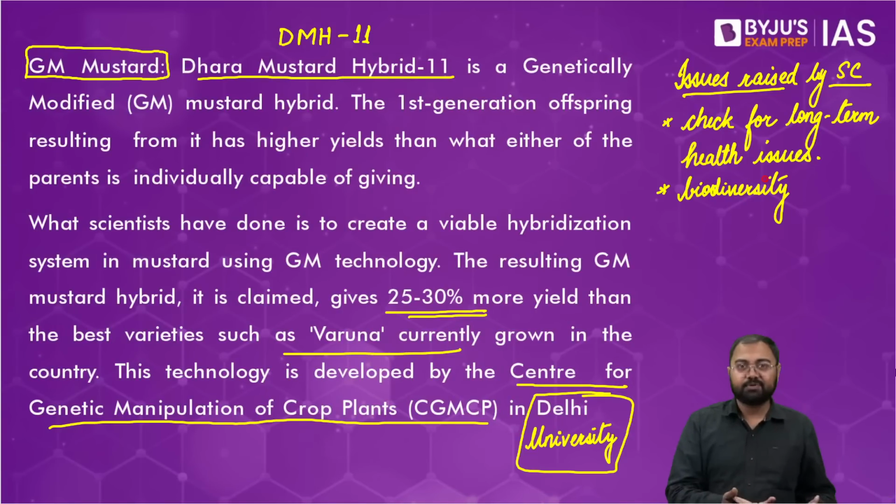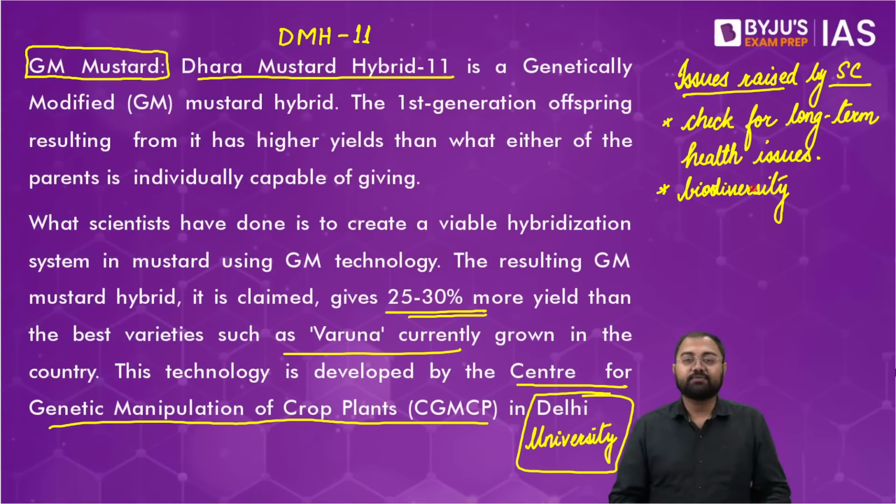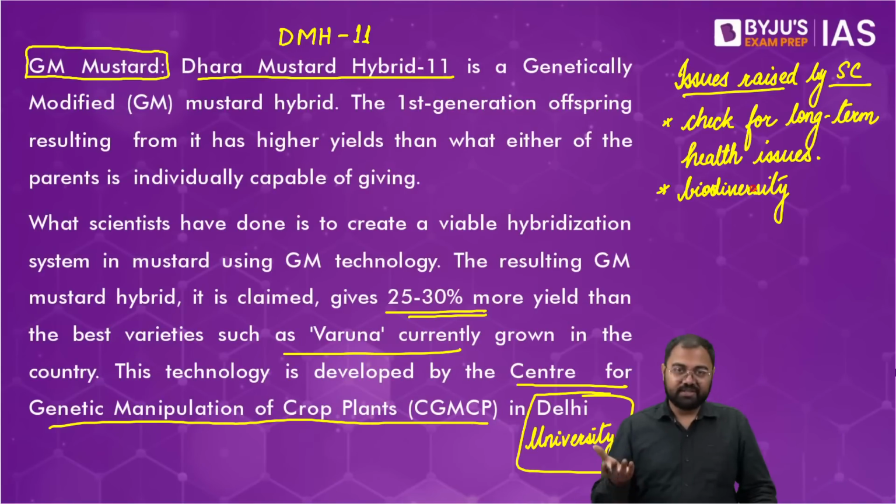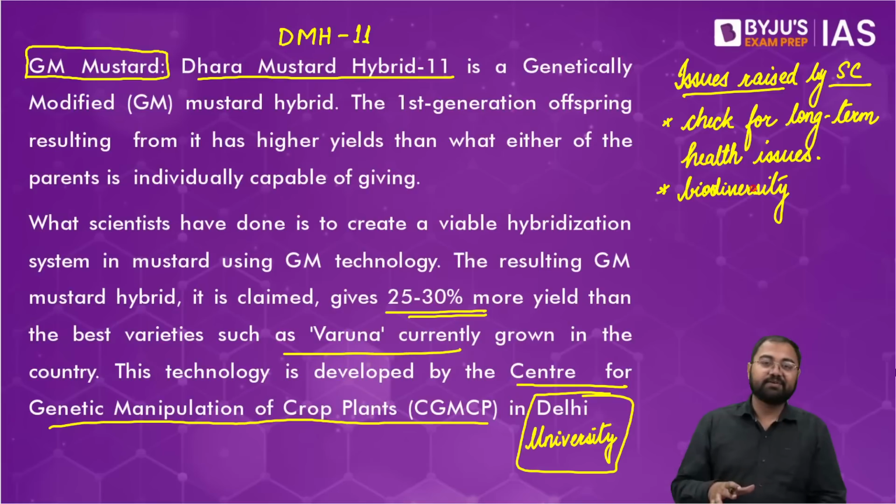Obviously, it has a better productivity, so why not? So then what will it do? It will decrease the biodiversity of mustard, because many of the mustard variants will never be grown again. So that decreases biodiversity, and decrease in biodiversity is never good. Whether it is species diversity or genetic diversity or biological diversity, it is never good.